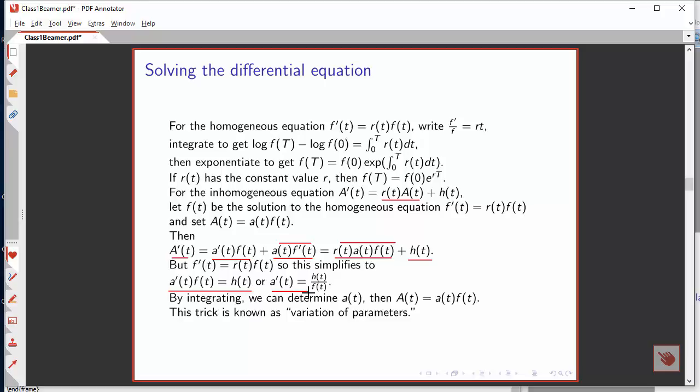We can solve that for a prime. A prime equals h over f, and now with any luck we can find the antiderivative of a prime and determine the function a. But in principle, this function always exists. We've solved the problem. The balance is the function little a times f.